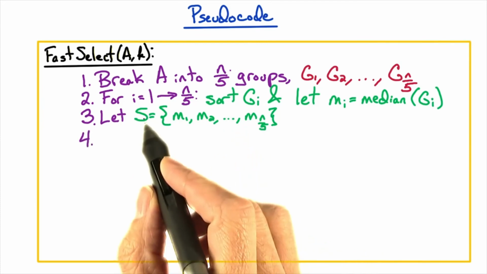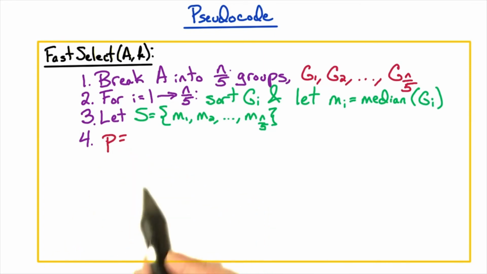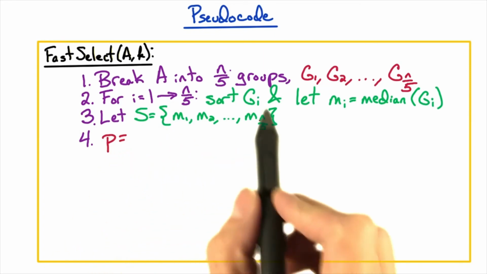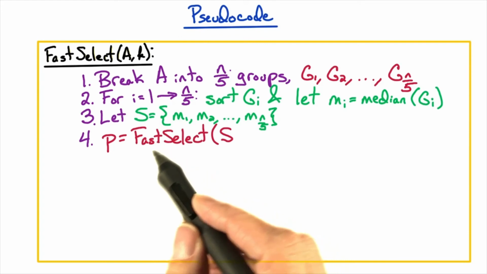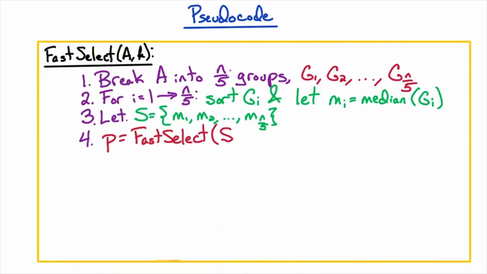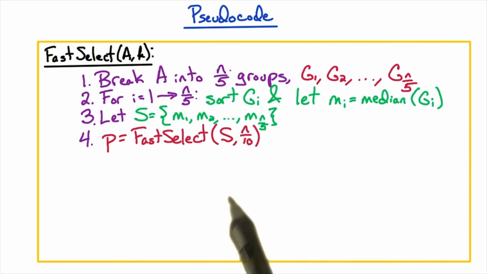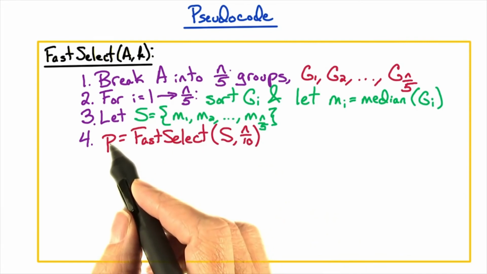Next, we want to find the median of this set S. This will be our pivot P. How do we find this pivot P? How do we find the median of this set? Well, we recursively call this same algorithm, fast select, on this subset S. Now S has n over 5 elements, and we want to find its median. Therefore, we look for k equal to n over 10. The n over 10th smallest element of S is the median of this set S, and we store that in element P.